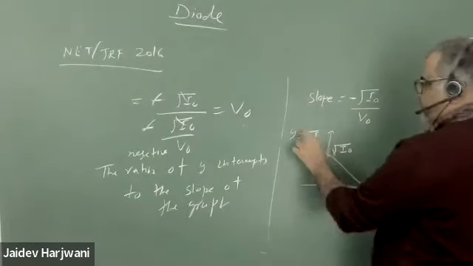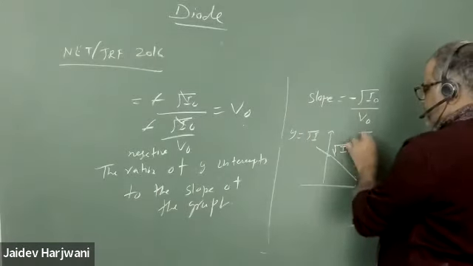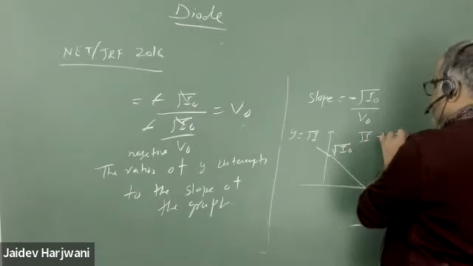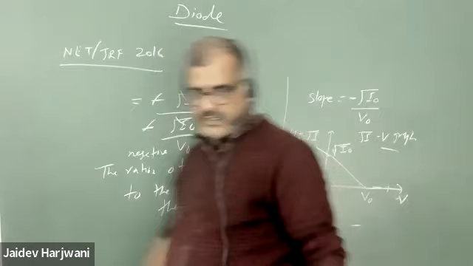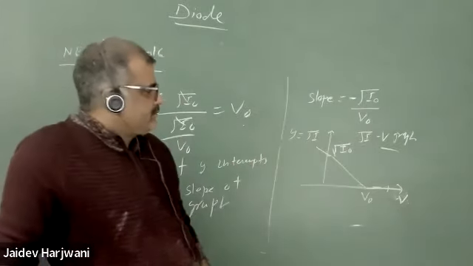Okay, so this is your IV graph. Sir, on the basis of slope we have to find out, or is it the formula?